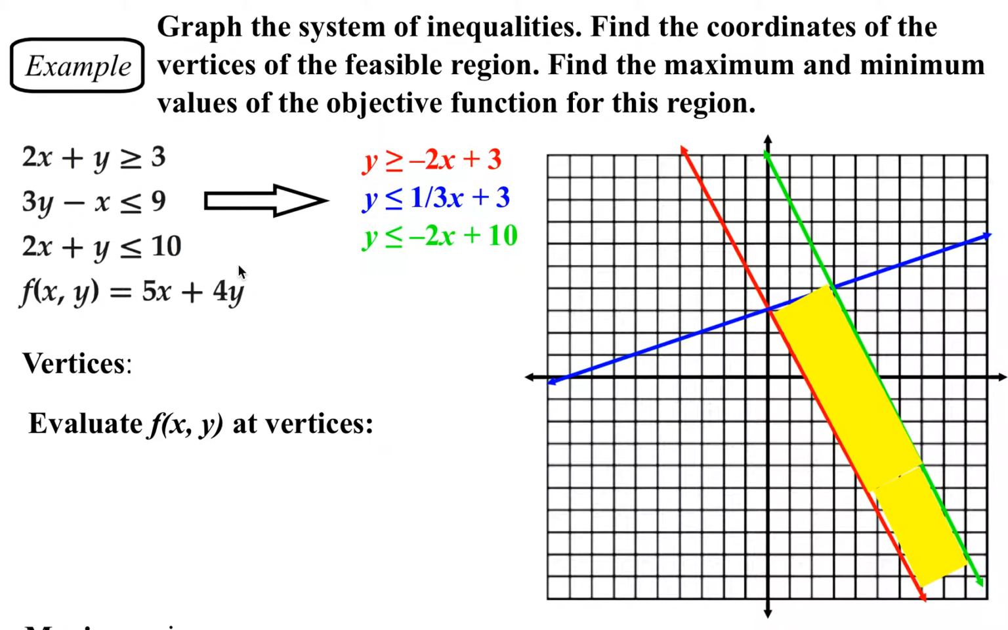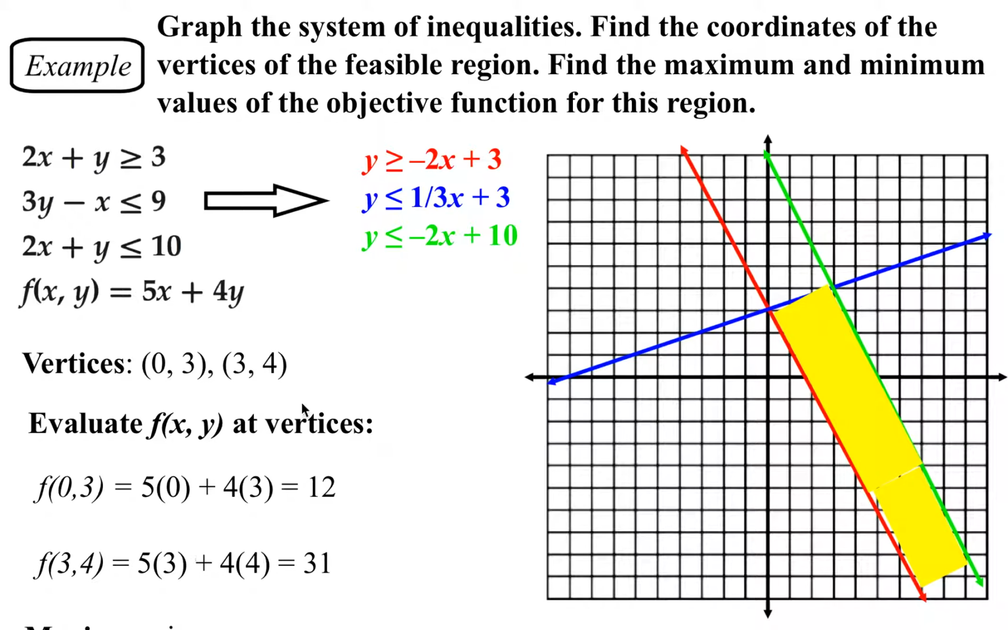Our next task is to find those vertices. Well, in this problem, we only have 2 vertices. At the bottom, it's an unbounded region. It goes forever. So we only have 2 vertices to figure out. The first vertex is at (0, 3). We can get that from the graph. And the second vertex looks like it's at (3, 4). So those are our 2 vertices, the 2 we want to evaluate the function for.